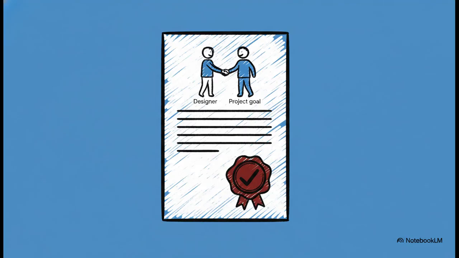Now, Dr. Ampadu uses this really powerful analogy here. He says to think of your performance specs like a contract. It is a binding agreement between you, the designer, and the project's goal. It's the standard you're going to be measured against. Did you deliver on the contract? Yes or no? It's really that simple.